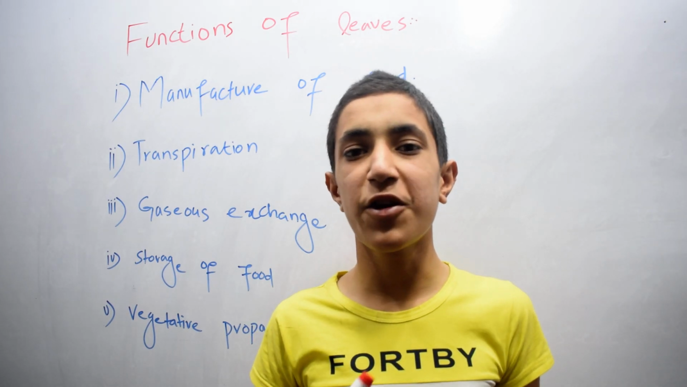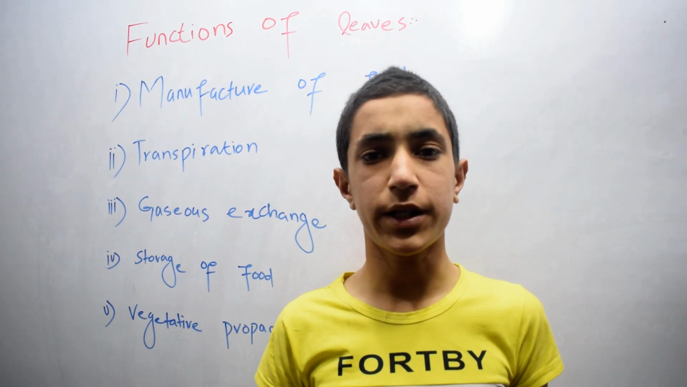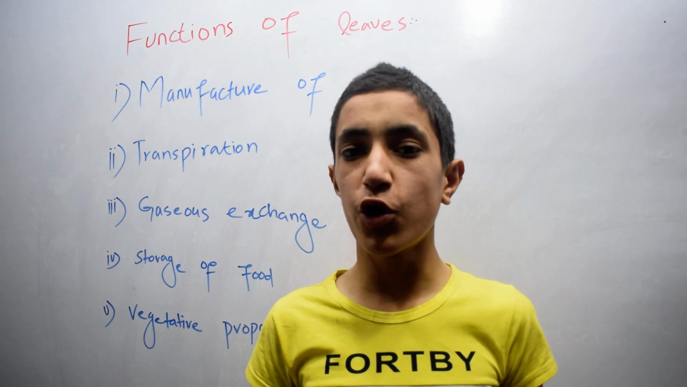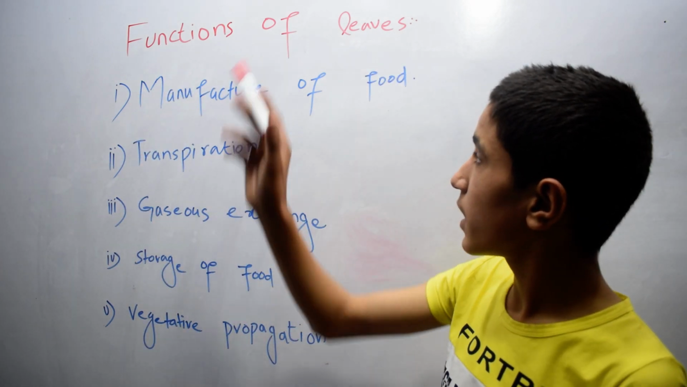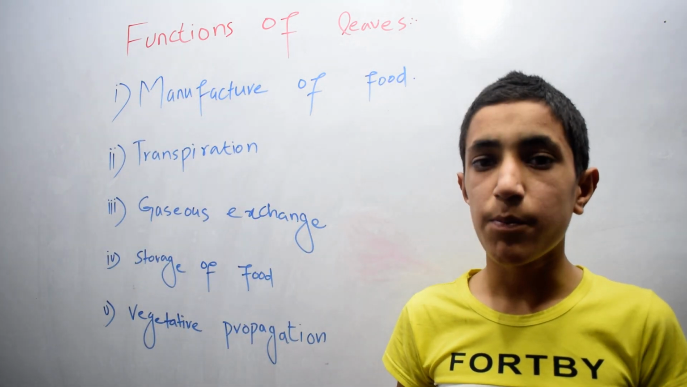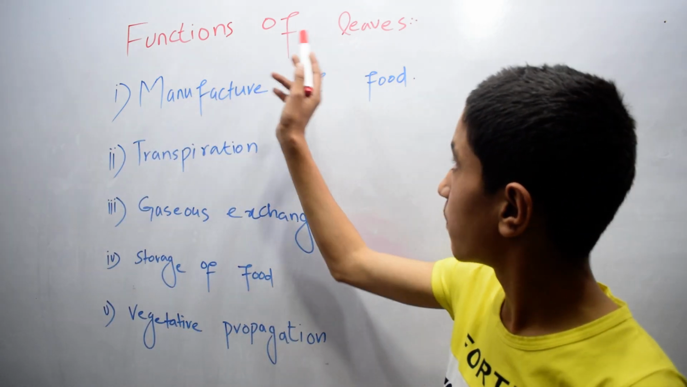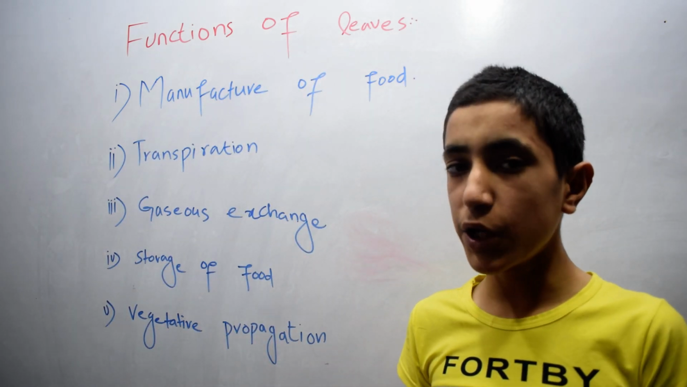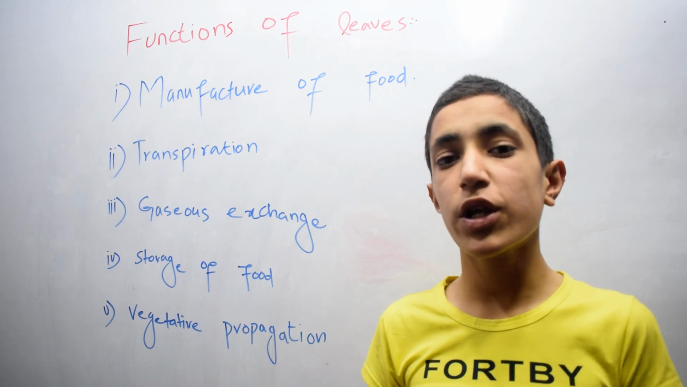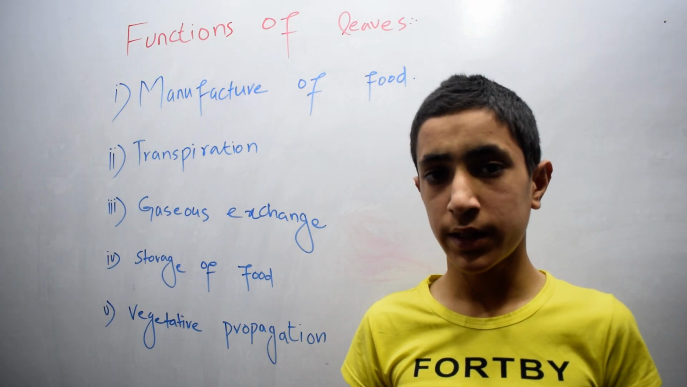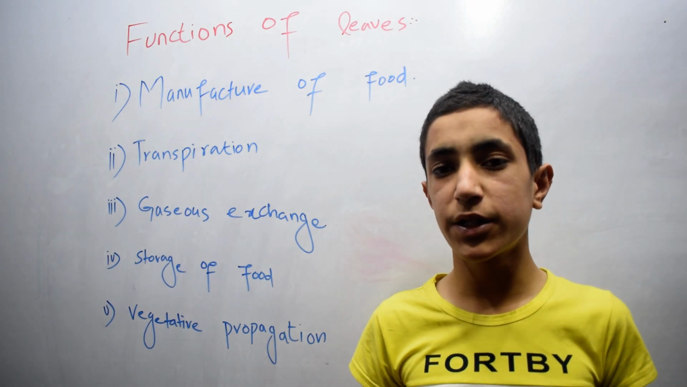Every part has its main function in a plant. Today I am going to talk about the function of leaves. Before discussing the function of leaves, let's discuss the leaves. Leaves are the green part of the plant in which the plant prepares its own food.